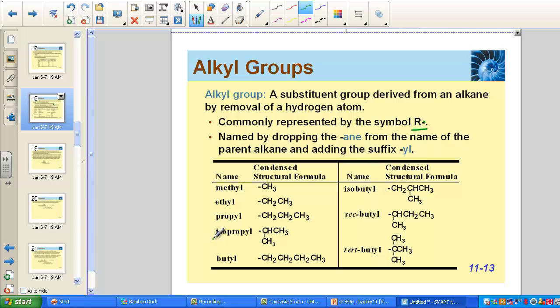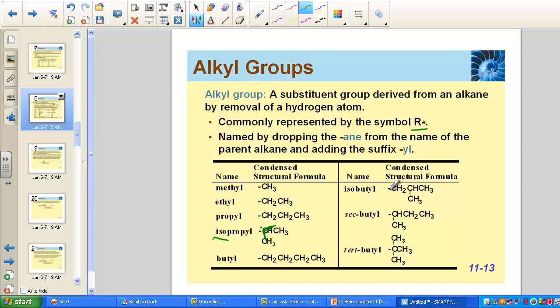Notice now an iso prefix on the propyl, still 3 carbons, but now instead of the terminal carbon being attached to the main chain, it is the second carbon, and we start to see this iso prefix, isopropyl. 4 carbons is butyl. Notice here, butyl can be an iso format, secondary, or tertiary butyl.